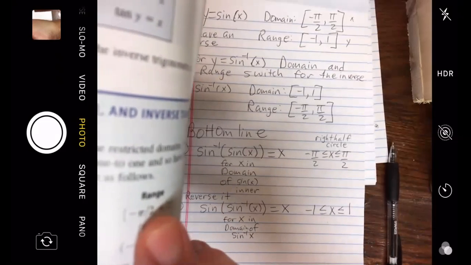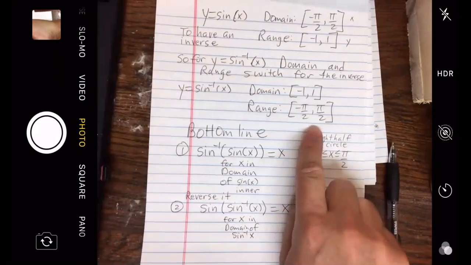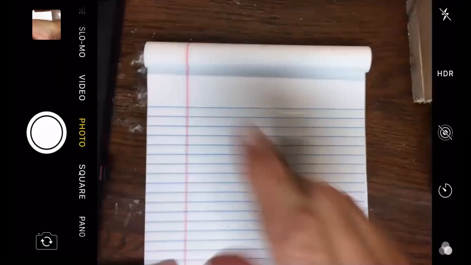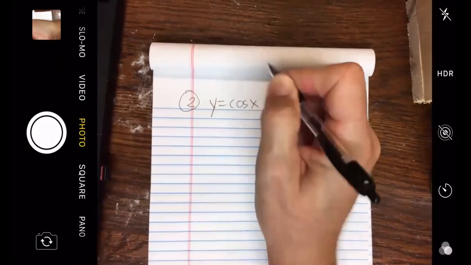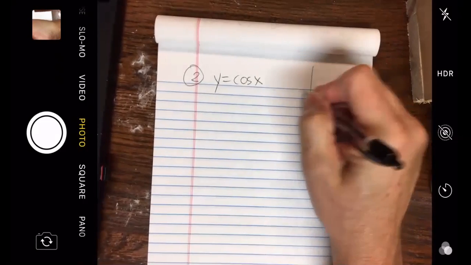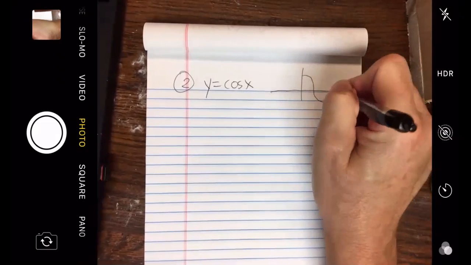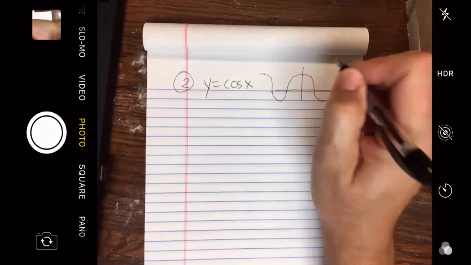You barely see that, it's so blurry. But there it is, range -pi/2 to pi/2. Okay, I'm going to try to speed this up through arc cosine and arc tangent. Cosine. This is number 2. Y equals cosine of x. Turns out the graph of cosine, you can draw it. I'm going to speed it up, but it starts high. Same kind of wave as sine, but it starts high on the y-axis and goes this way.